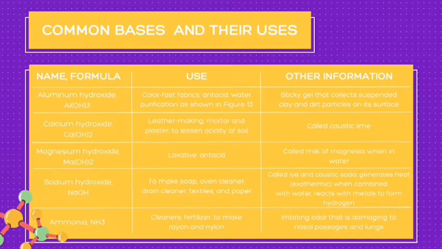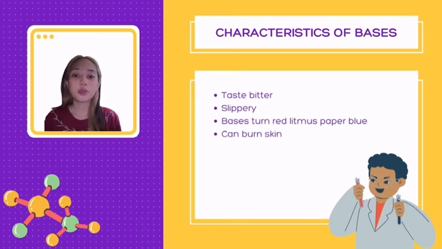Sodium hydroxide, used to make soap, oven cleaner, drain cleaner, textiles, and paper, is called lye and caustic soda. It generates heat, exothermic, when combined with water, and reacts with metals to form hydrogen. Ammonia is used in cleaners and fertilizer, and to make rayon and nylon. It has an irritating odor that is damaging to nasal passages and lungs. Characteristics of bases: taste bitter, slippery. Bases turn red litmus paper into blue, and can burn skin.